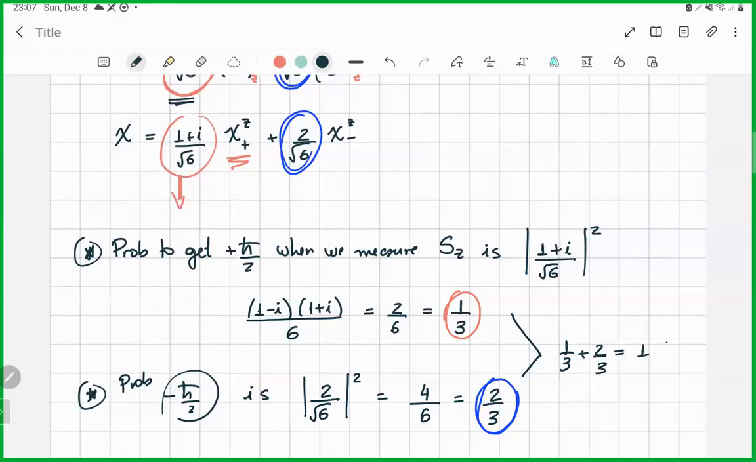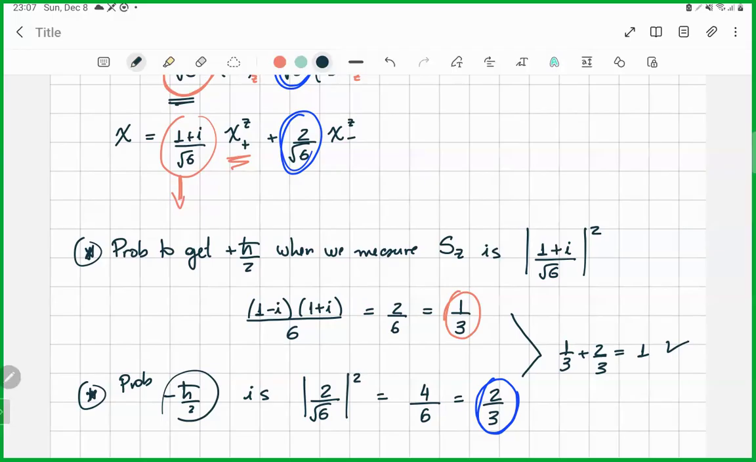So this is a good check that we didn't make any mistake, right? Either we'll get it pointing up or down. So the sum of the two probabilities has to be 1. Very good. So we are done with this part.